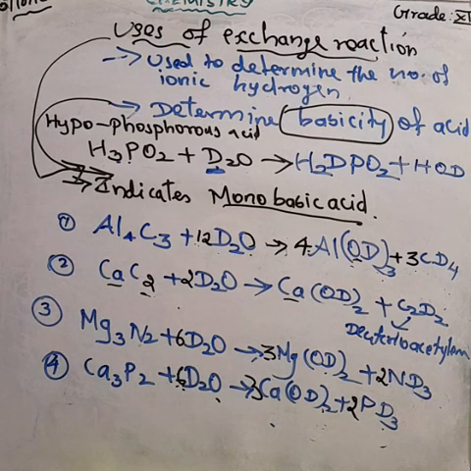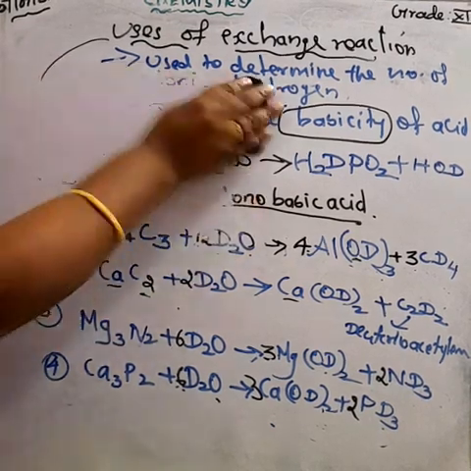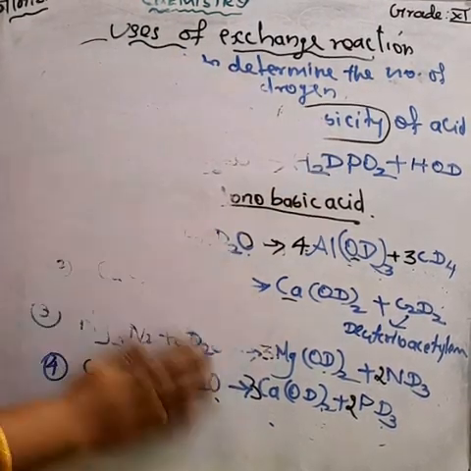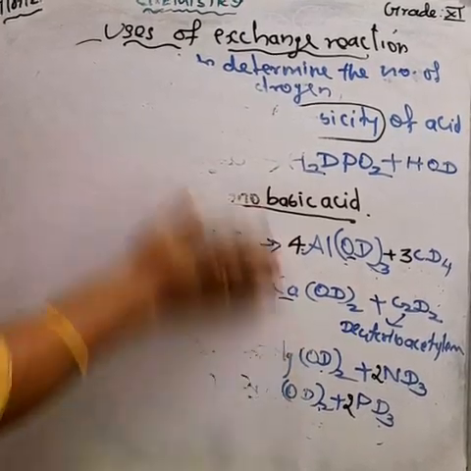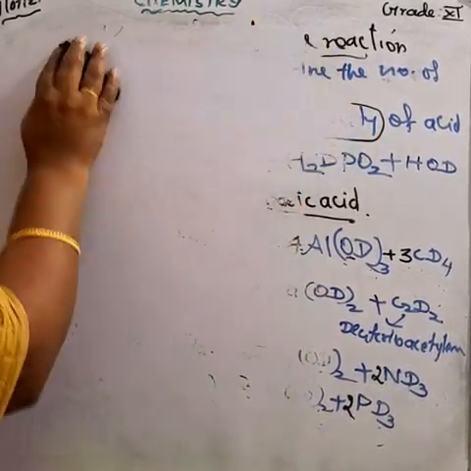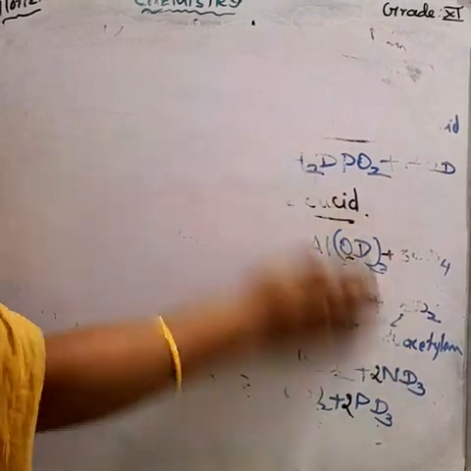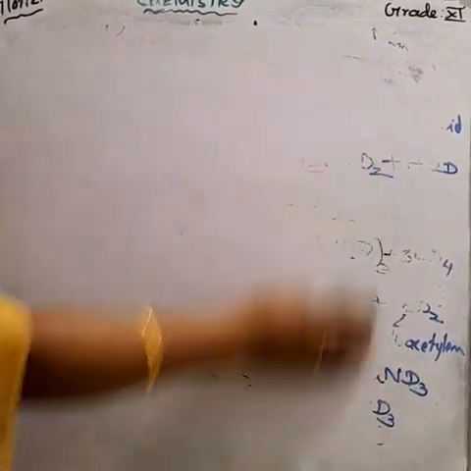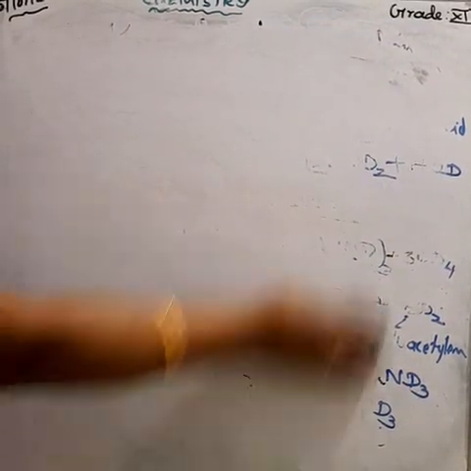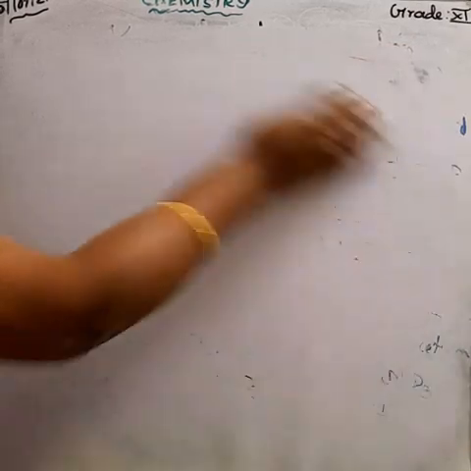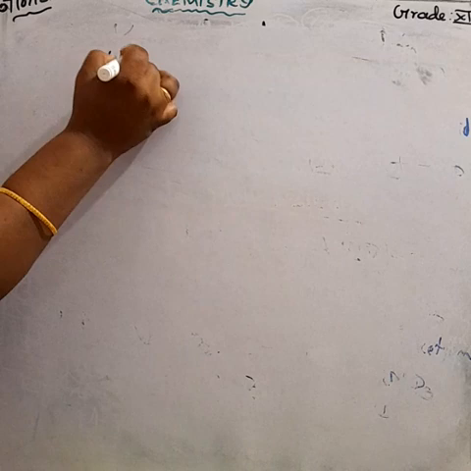And then we are going to study about uses of heavy water. This was the chemical properties. We completed up to the chemical properties of heavy water. Now we are going to study about the uses of heavy water. There are 3 uses given. Very important book bag question also.